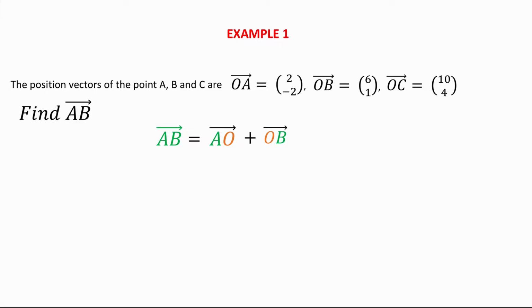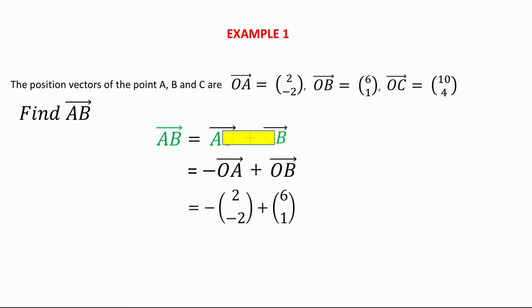Again, notice that A and B are the first and last letters of the addition, and O is the common letter between them. AO is the same as -OA. If you can't remember, please review inverse vectors. And now we have plus OB. And this is equal to -2, 2 plus 6, 1. When we simplify the first vector, we get -2, 2. And then when we add it, we get 4, 3. So AB is equal to 4, 3.